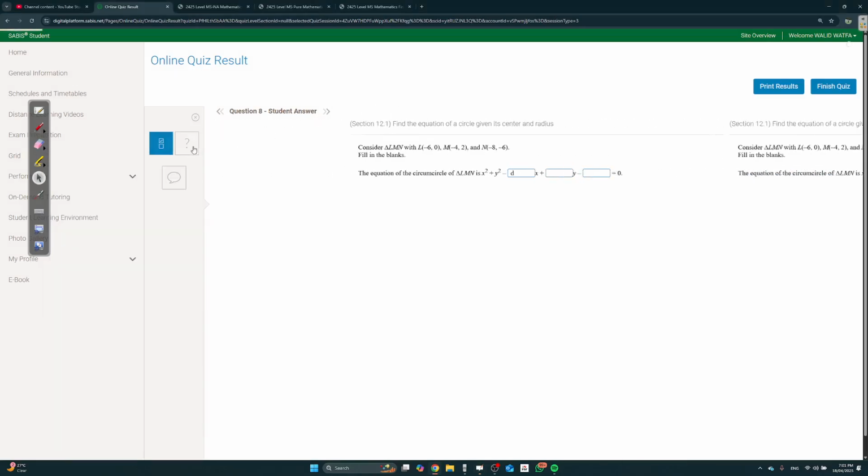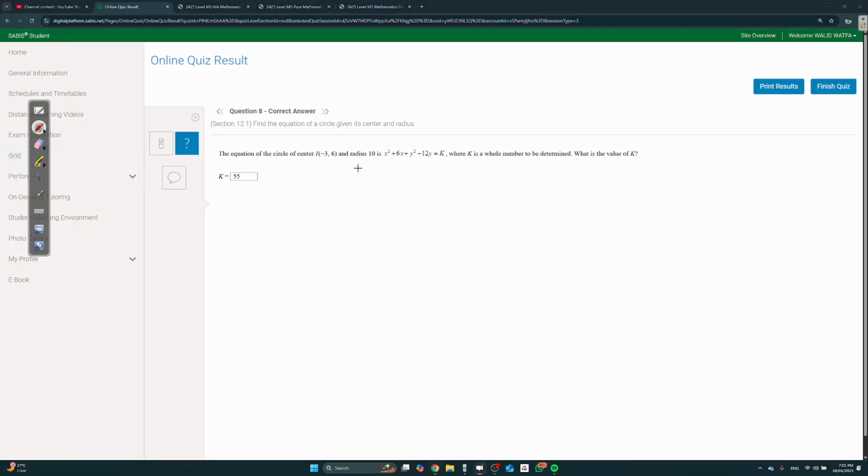Question 8. The equation of a circle of center I, which is minus 3 comma 6, is this, where k is a whole number. What is the value of k? And I know for a fact people are gonna go and put 100. Why? It looks like the canonical form. I won't lie to you, it kind of does.